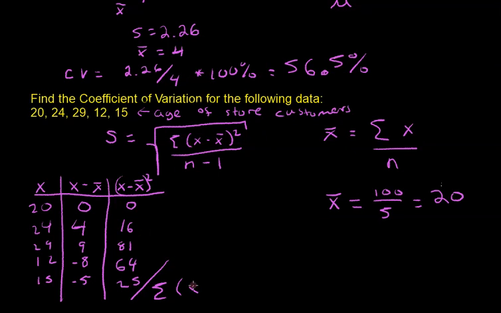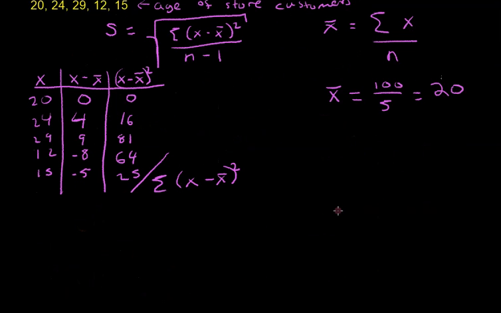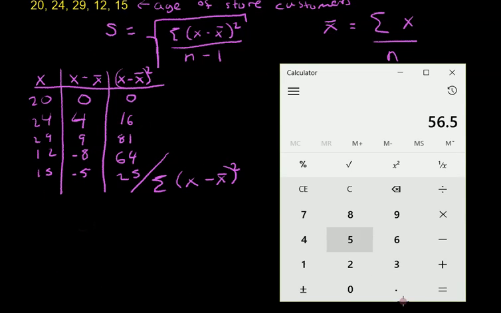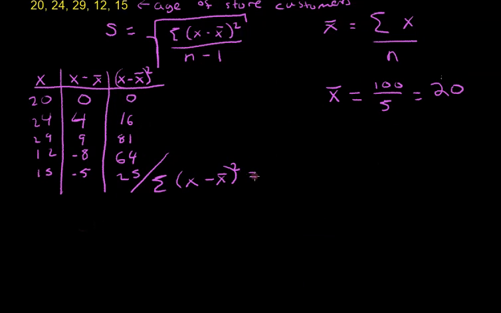Then sum up this column, the sum of x minus x bar squared. Let's pull out a calculator for that. 0 plus 16 plus 81 plus 64 plus 25 is 186. So this equals 186. The standard deviation then has 186 as the numerator, the sum of the squared differences from the mean, divided by the sample size, which is 5 minus 1, and then the square root of that.